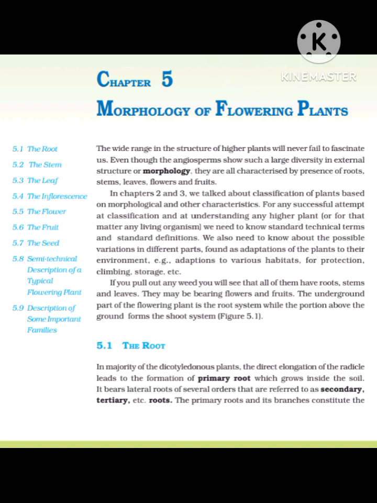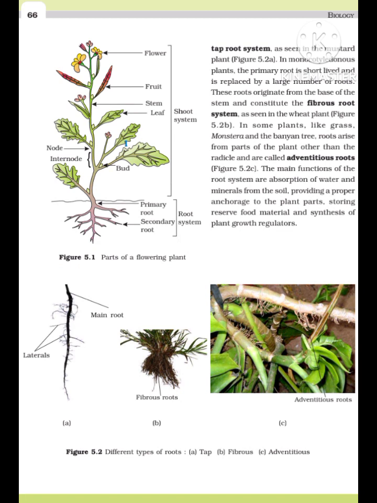Figure 5.1. 5.1 The root. In the majority of dicotyledonous plants, the direct elongation of the radicle leads to the formation of the primary root which grows inside the soil. It bears lateral roots of several orders that are referred to as secondary, tertiary, etc. roots. The primary root and its branches constitute the tap root system, as seen in the mustard plant, figure 5.2a.